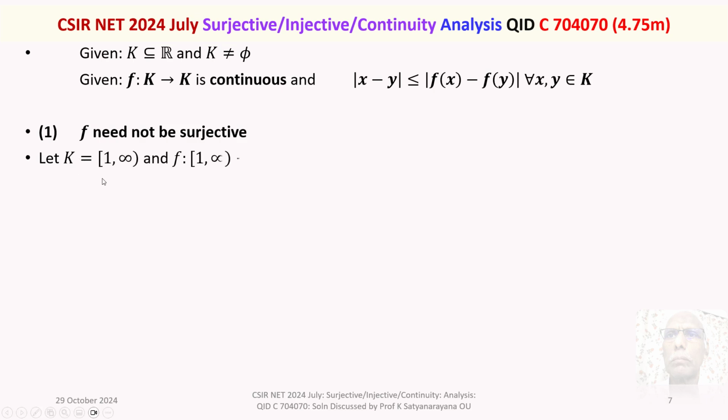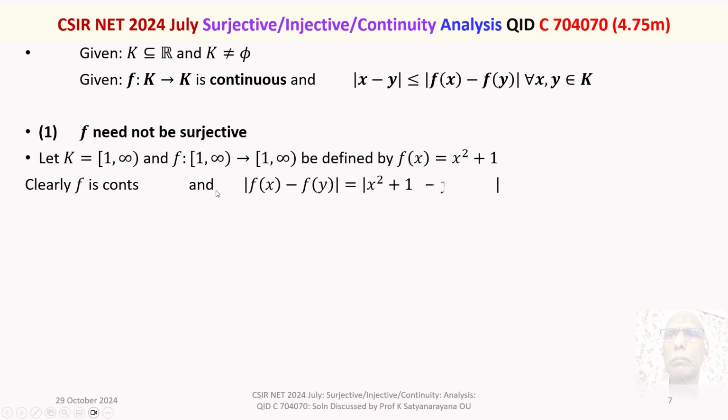So, let K be the semi-closed interval 1 to infinity and f be a map from 1 to infinity to 1 to infinity defined by f(x) equal to x square plus 1. Trivially, f(x) equal to x square plus 1 is always continuous. So clearly f is continuous and we want mod of f(x) minus f(y). So that will be equal to mod of x square plus 1 minus y square minus 1.